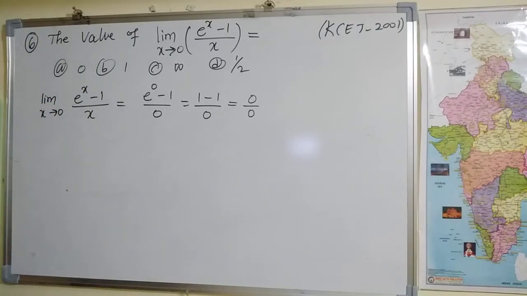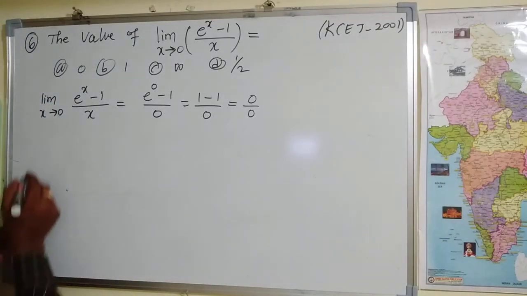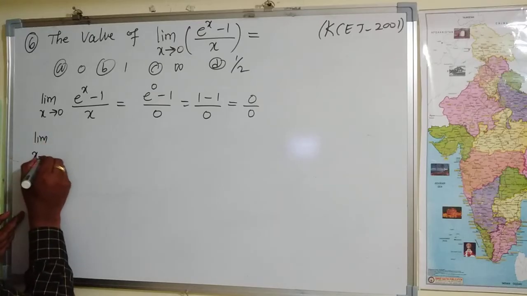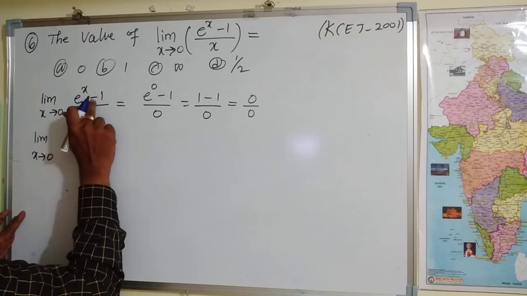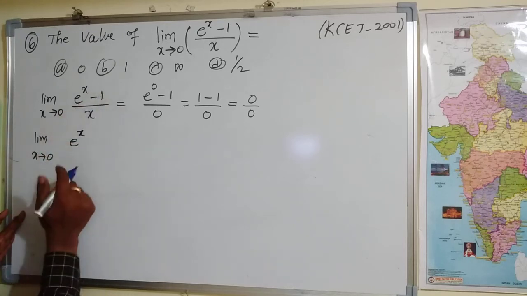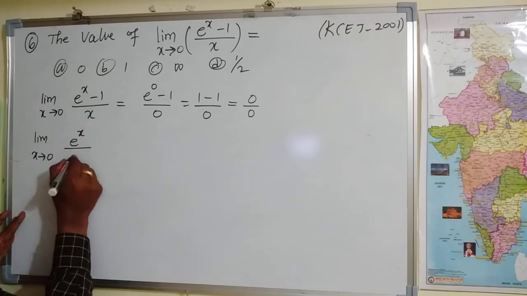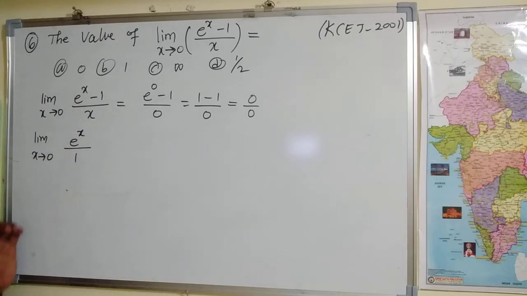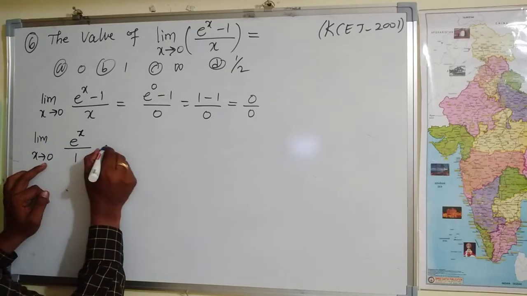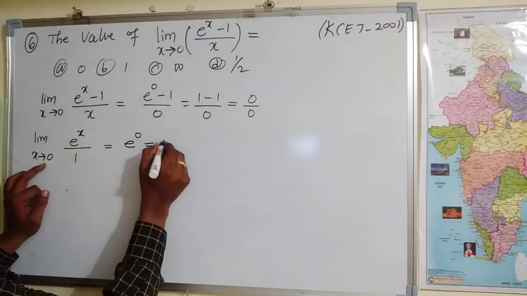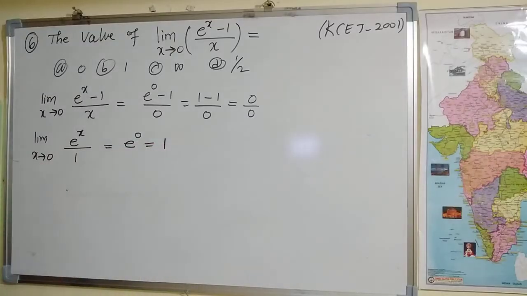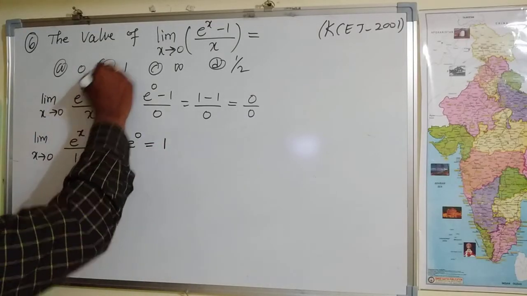So this is indeterminate form. Here we can apply L'Hospital rule. Limit x tends to 0. Derivative of e to the power x minus 1 is e to the power x, derivative of minus 1, a constant term, is 0, divided by derivative of x is 1. Here again x approaches to 0 means substitute 0 in the place of x. We get e to the power 0 divided by 1, e to the power 0 is 1. Option B is correct.